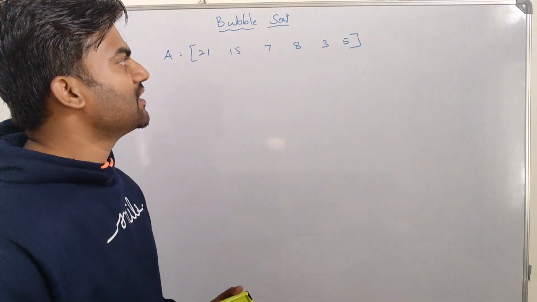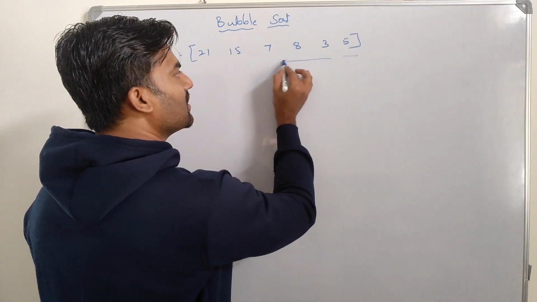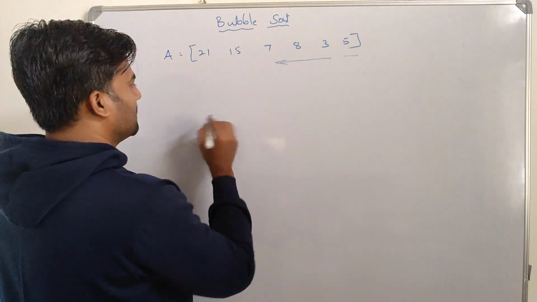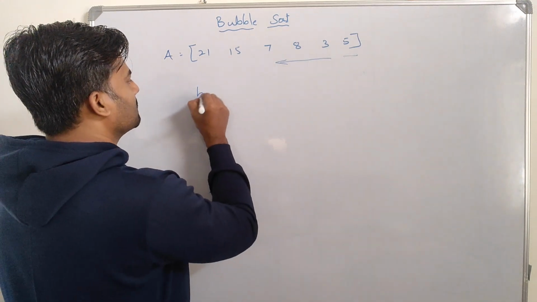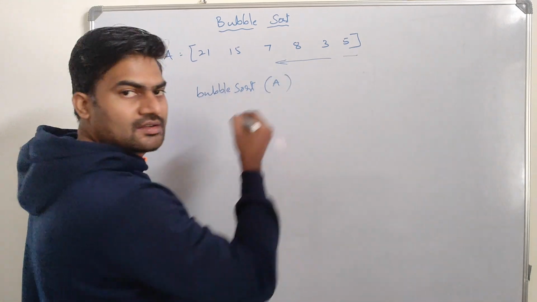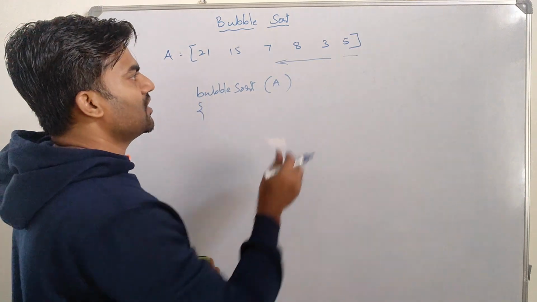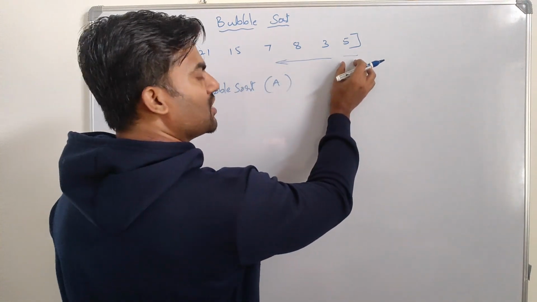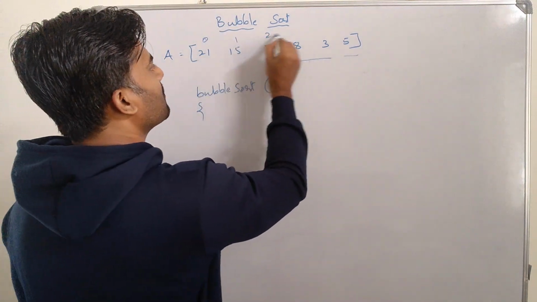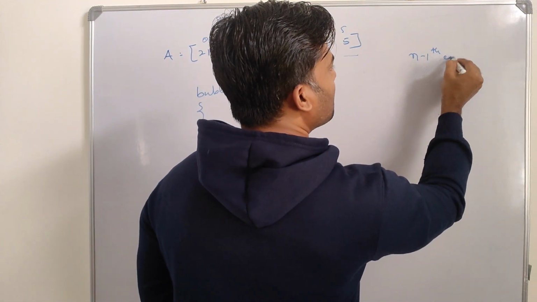So what we did, we started from the last position and then we kept on moving towards the first position. So for that, let us consider the bubble sort method. It takes an argument a, which is an array of numbers. Then what I did, I started from the last element, which, if it is starting from 0, will be my n minus 1th element.